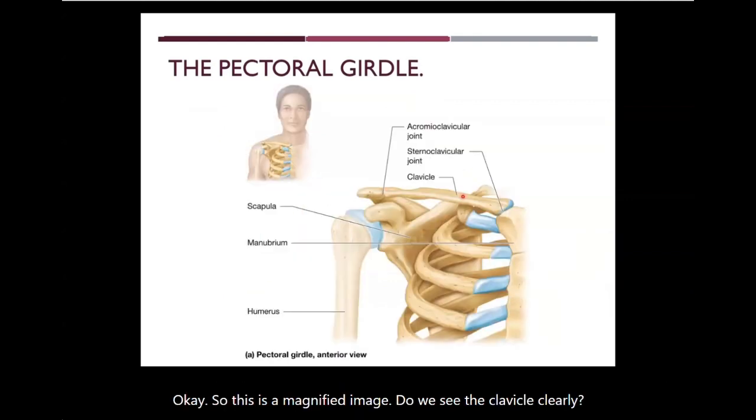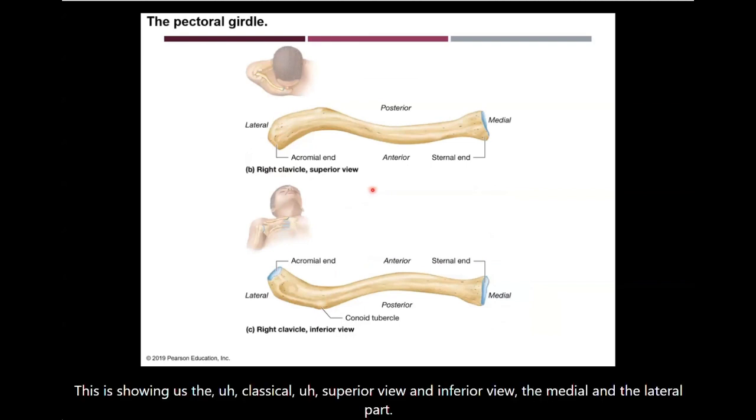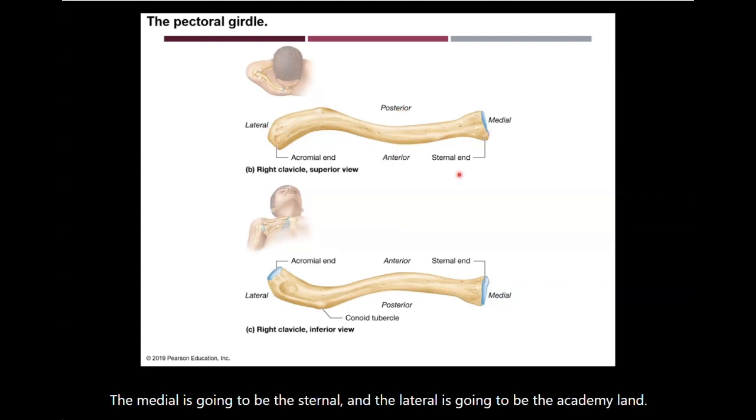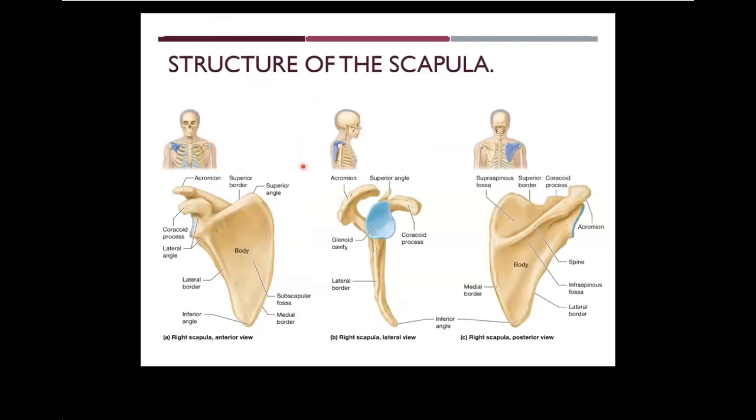So this is a magnified image. Do we see the clavicle clearly? And how it's attached to the sternum and the acromion, which is part of the scapula? This is showing us the clavicle, superior view and inferior view, the medial and the lateral part. The medial is going to be the sternal end. The lateral is going to be the acromial end.